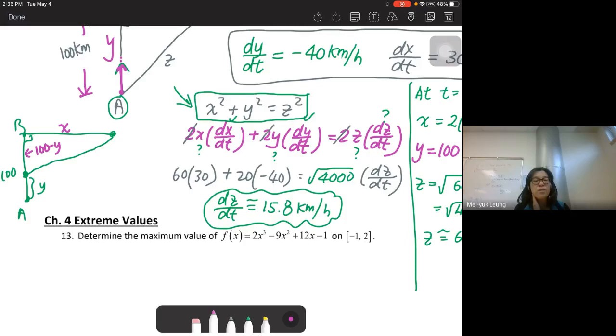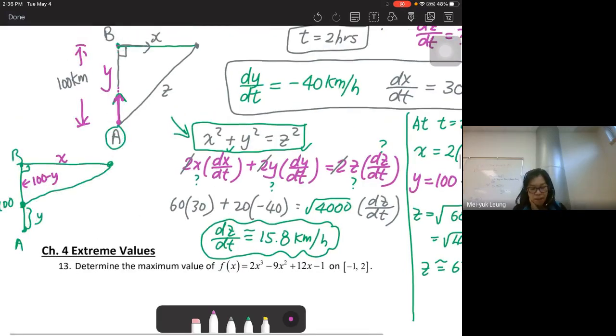Yeah. So it's perfectly fine, but I think it would be a little bit easier when you set it up like this: x squared plus y squared equals z squared. It makes it a little bit easier to differentiate. But that's okay. No matter how you set up the equation, you base it on your diagram.